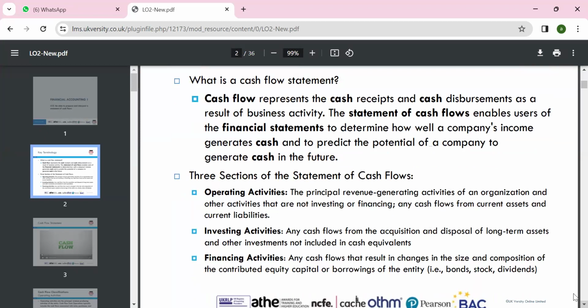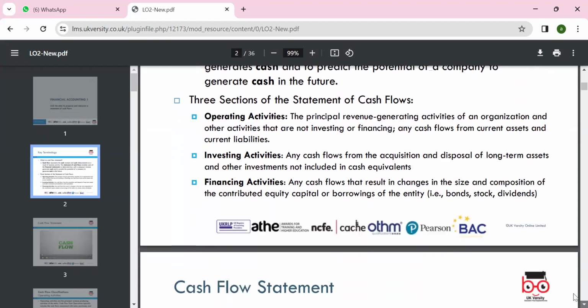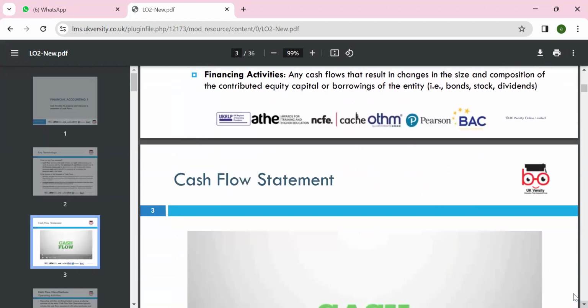Investing activities: yes, long-term asset changes, disposal of assets, revaluation of assets. Revaluation won't change the cash itself, nor will the depreciation of the asset. Financing activities: we can look at changes in the size and composition of equity, contributions to equity, and loans. That's what we look at in financing activities.